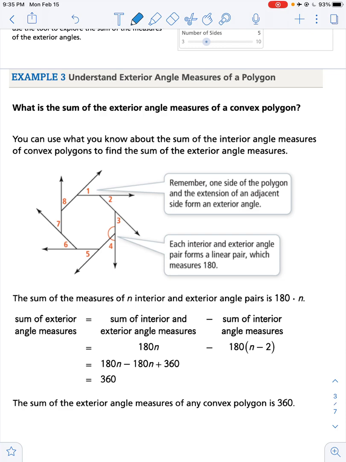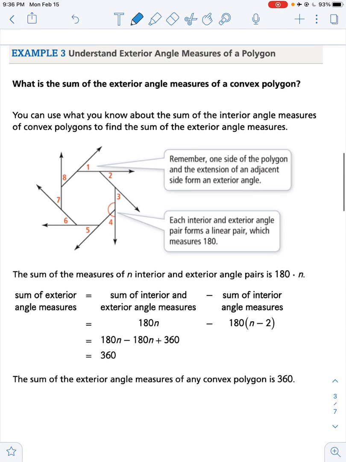Now, the explanation is here. I am not going to really go over it. If you want to read it to understand why it always adds up to 360, pause the video and read through it. You can see the explanation here. But what I need you to know is that if you use the exterior angles, it's always going to add up to 360. So all you really need to know is the number of sides that the shape has, and you can divide 360 by it and then subtract that from 180 to figure out the interior angle.